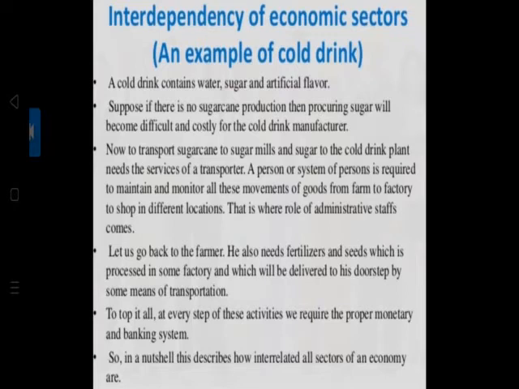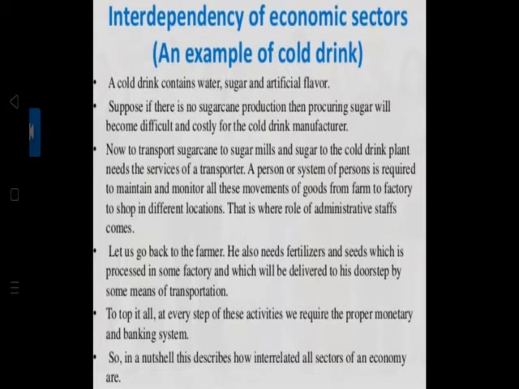Now this is what they are talking about. Let us go back to the farmer. He needs fertilizers and seeds, which are processed in some factory, of course, and delivered to his doorstep by some means of transportation. How does he get these products delivered? It's through transportation. So there's some service being provided, or else he'll not be able to proceed further.